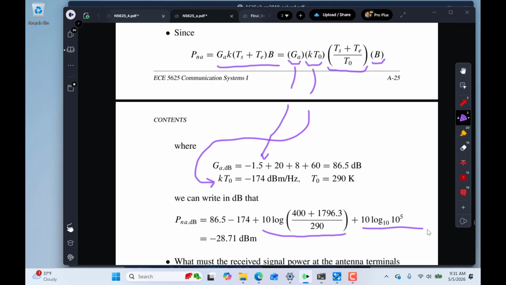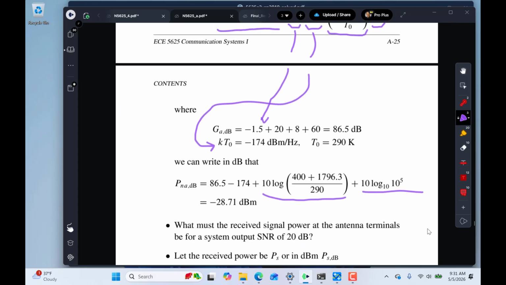This becomes a better way, in my opinion, of working numbers. I will love it when you work problems like this because I'll be able to follow it with just addition and subtraction. But you have to stay consistent. You can't mix multiplying with logs. You have to be in the log environment or in the ratio environment. So in this case, the number works out to be minus 28.71 dBm.